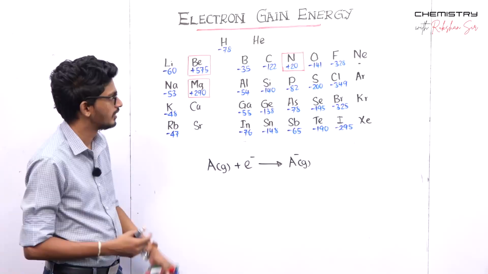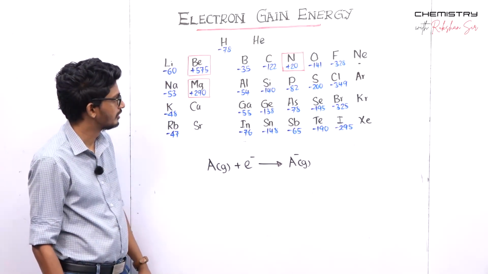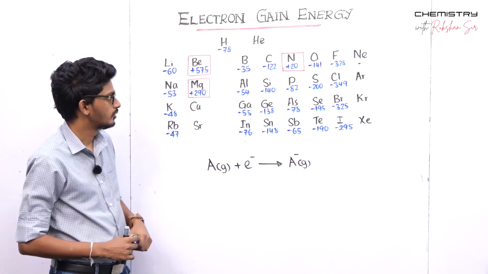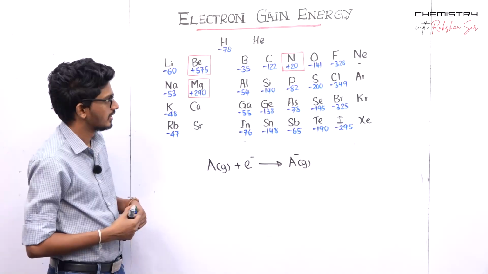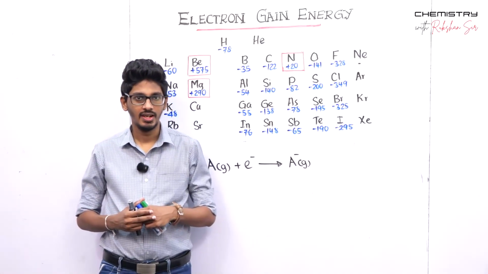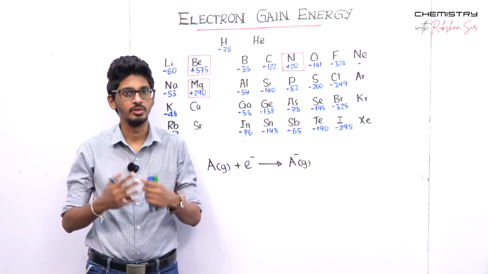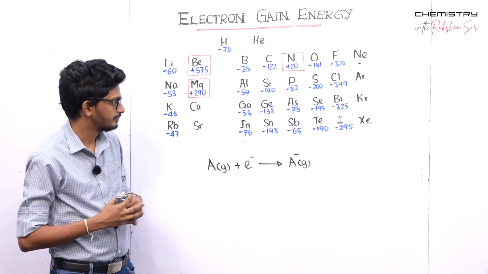Basically, we will look at the trends going down a group, the trends going towards the right, the period trends, and the special values. We'll discuss those things. First of all, I'll tell you what these positive and negative signs mean in electron gain energy. Okay, the idea is this.